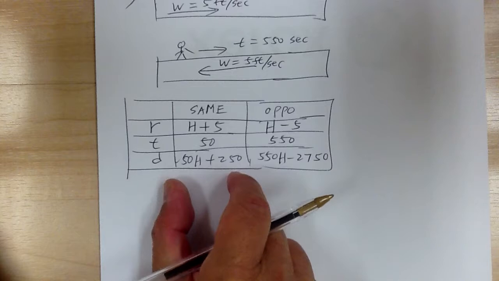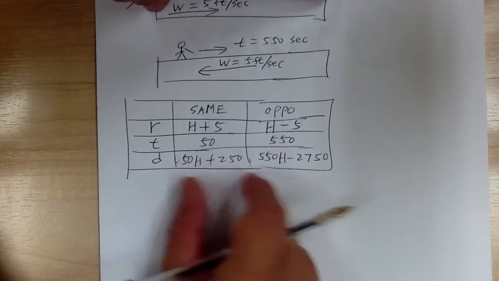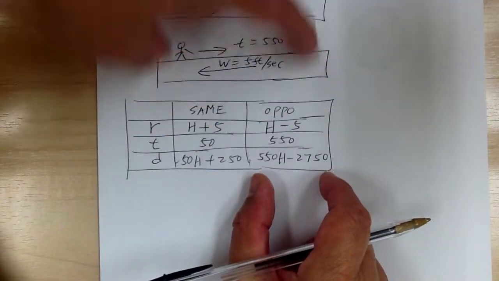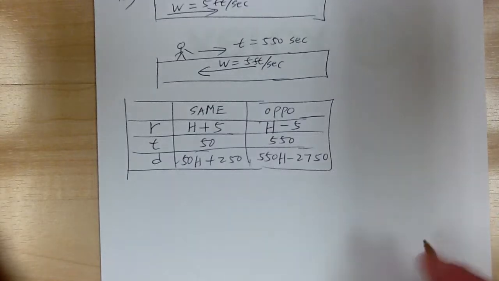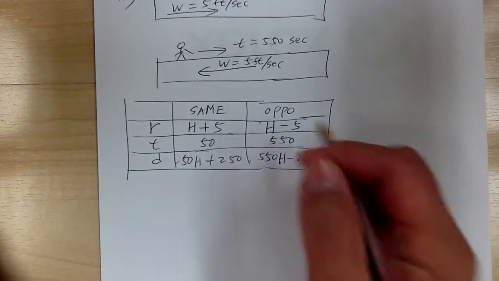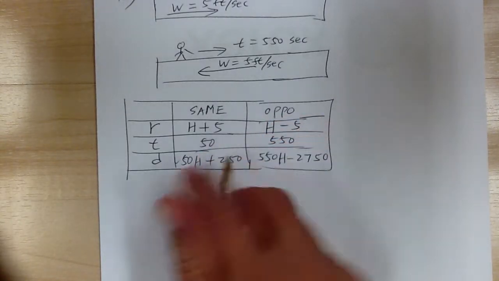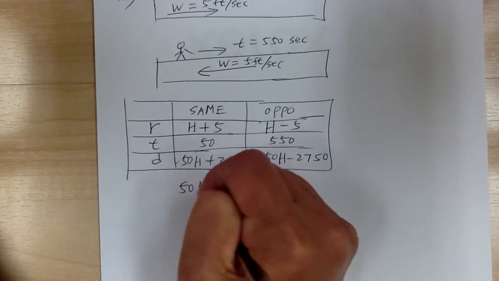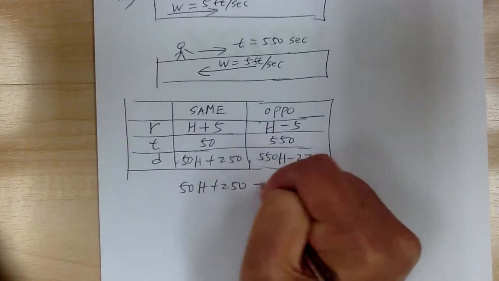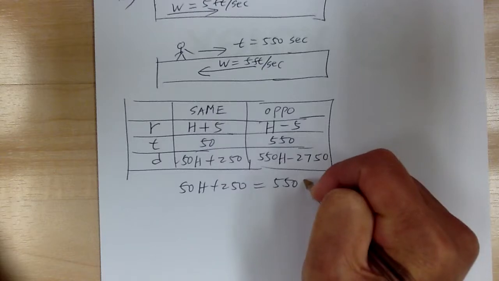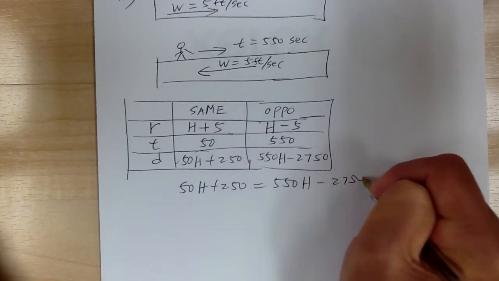And again, they're going to be equal. This is the distance here, and this is the distance here, and you can see they are the same. They are the same walkway, except it's the opposite direction. So they should be equal, right? Again, the distance should be equal. So you got 50h plus 250 equal to 550h minus 2750.